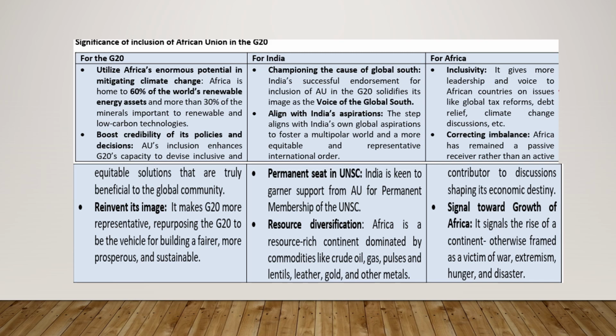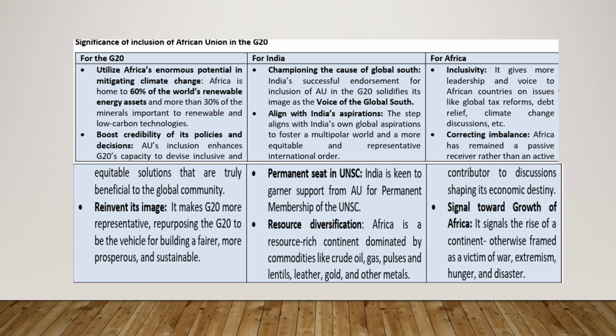About Africa, how it is significant for Africa: it would help in inclusivity. It gives more leadership and voice to African countries on issues like global tax reforms, debt relief, climate change discussions, etc. It would help in correcting imbalance. Africa has remained a passive receiver rather than an active contributor to discussions shaping its economic destiny. It is also a signal towards the growth of Africa. It signals the rise of a continent otherwise framed as a victim of war, extremism, hunger, and disaster. So this is the significance of the inclusion of the African Union in the G20 in different areas.